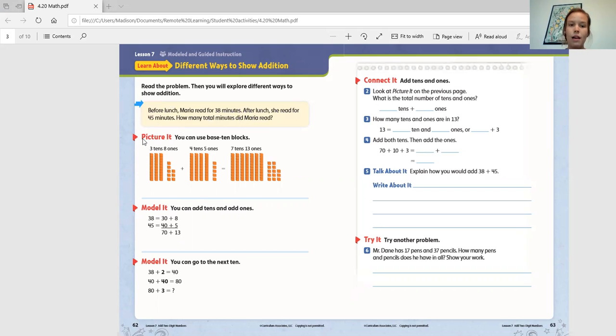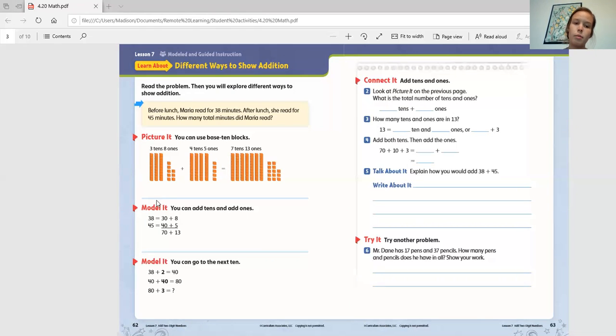So right here, we have under picture it using our base 10 block. So it's 3 tens for the number 38 and 8 ones plus 4 tens and 5 ones. And we equal those up. We got 7 tens plus 13 ones. So let's count those up piece by piece to make sure that they put them all right there. So let's count up all of the tens that we have right here first. 1, 2, 3, 4, 5, 6, 7. That's right. Now let's count our ones. 1, 2, 3, 4, 5, 6, 7, 8, 9, 10, 11, 12, 13, and 13 ones.